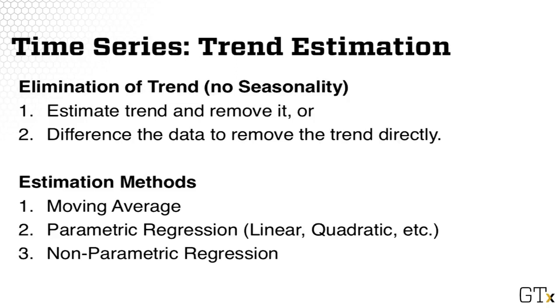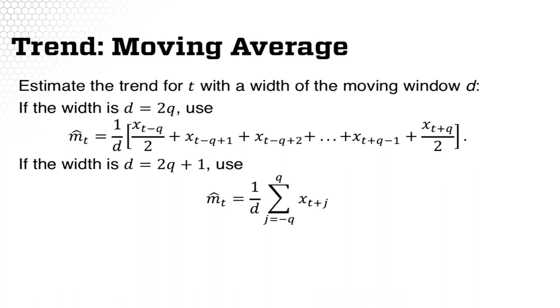The three approaches commonly employed to estimate the trend in a time-varying process or a time series are the moving average approach, parametric regression, or non-parametric regression. The moving average approach is the simplest estimation method. In fact, it is a non-parametric approach. In moving average, we estimate the trend at the given point m_t by taking the average of the time series values within a neighborhood of m_t.